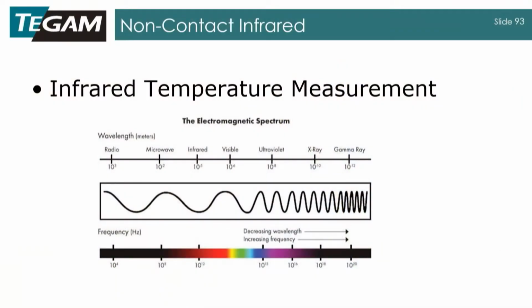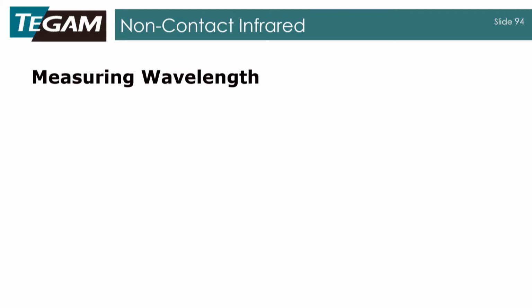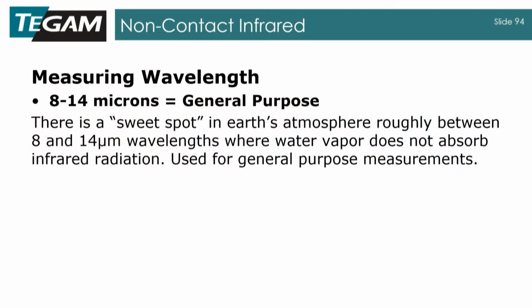And this is where it fits in the spectrum. Visible light is right about here, and infrared is right in this area, above terahertz and below visible light. For the vast majority of the infrared guns that you're going to calibrate, you're going to see these. They're in the 8 to 14 micron range. That's about 15 to 30 times longer wavelength than visible light.